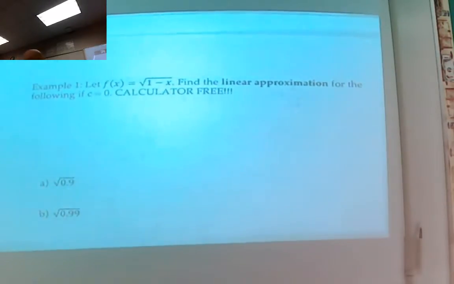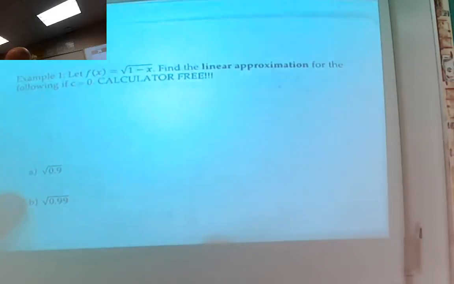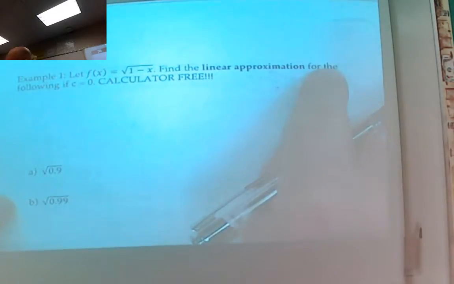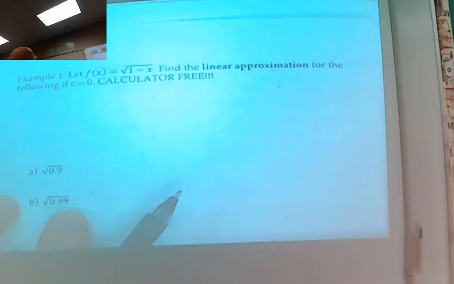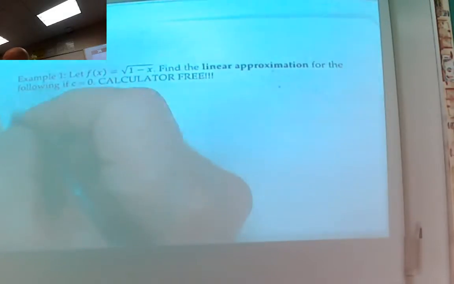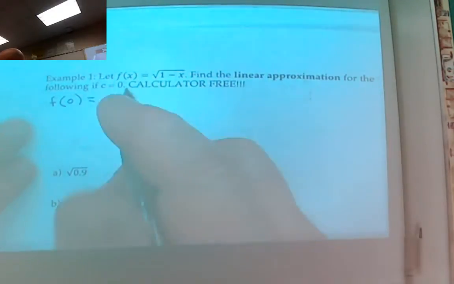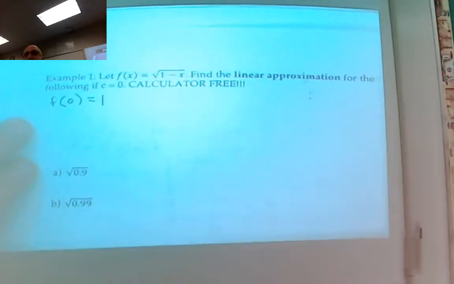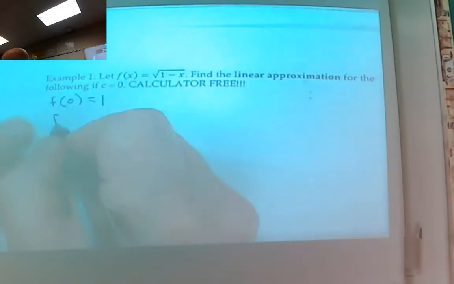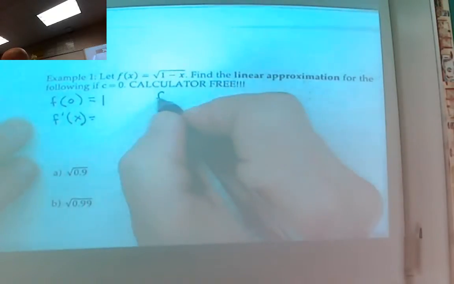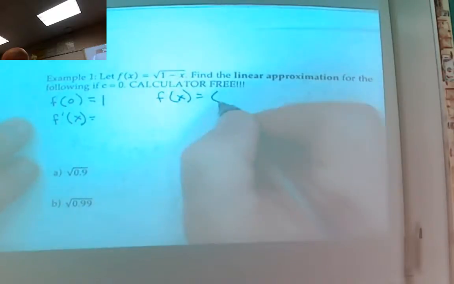Okay, so we're going to do this calculator free. It says find the linear approximation for the following if c equals 0. So I'm first going to figure out what f of 0 is. What would be my answer? 1. Then the next thing I'm going to do is figure out what the derivative of f of x is. Well, this means f of x is equal to (1 minus x) to the 1/2.